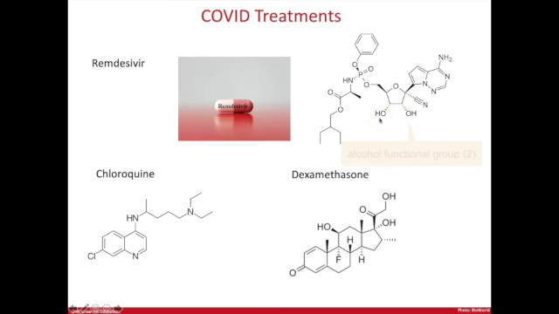So remdesivir was originally developed for the Ebola virus, and this inhibits RNA replication. So we'll look at this some more in understanding what RNA does in the body in chapter 13.